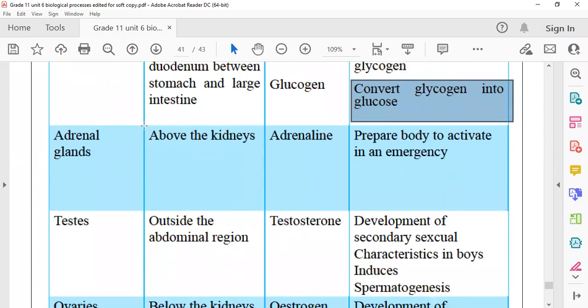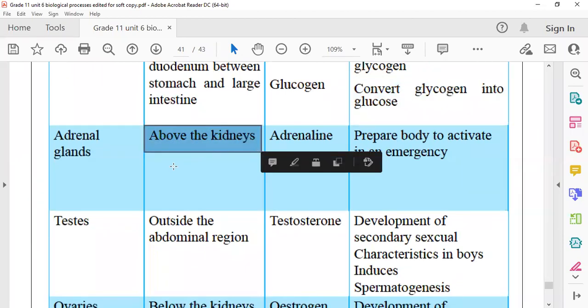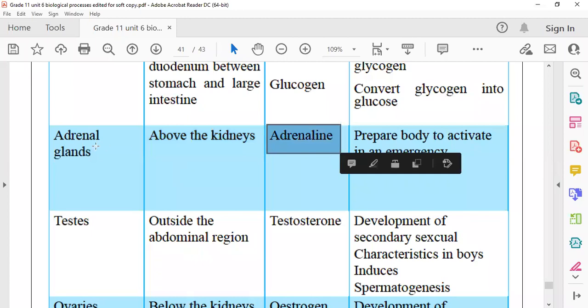Okay. Next it is the adrenal glands. They are located above the kidneys. Many hormones come from them, but only one is in the syllabus. What is that hormone? Adrenaline. It prepares your body to be active in an emergency.